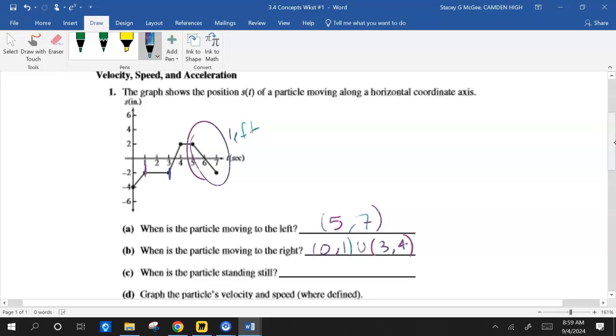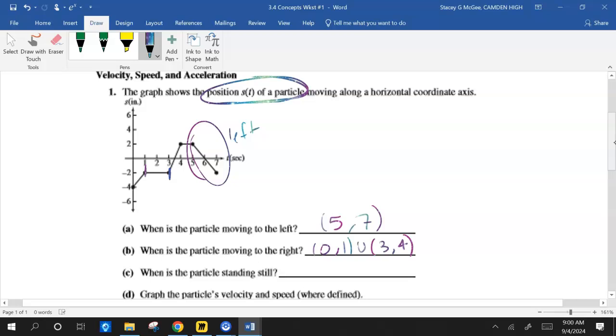It's hard because your brain starts getting all confused about, am I looking at velocity? Am I looking at position? What am I looking at? Well, this is position. No, this shows the position of a particle. No, that's position. Yeah.